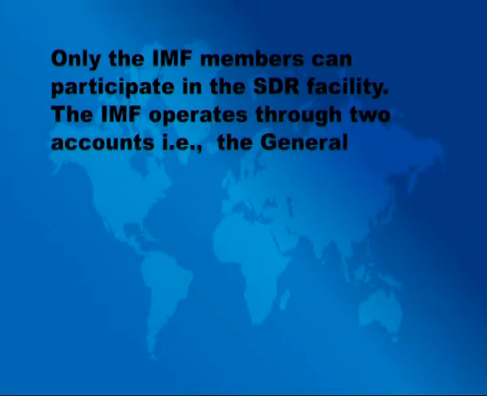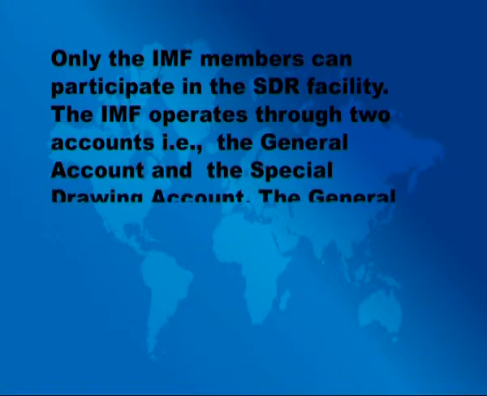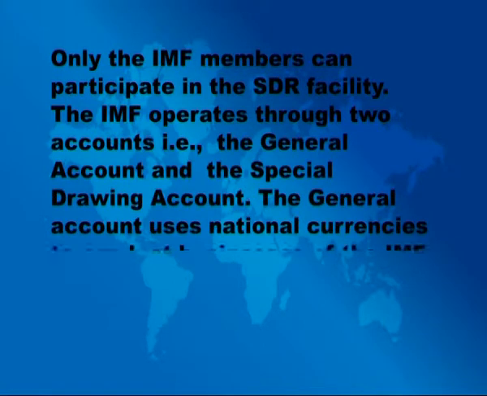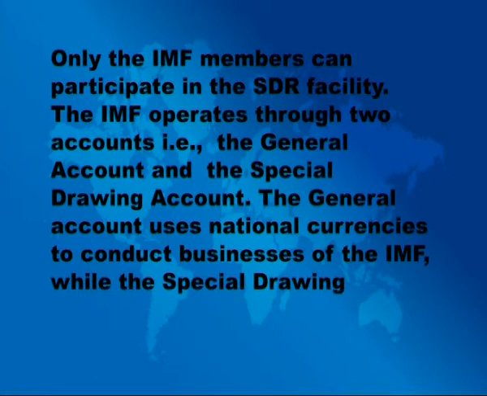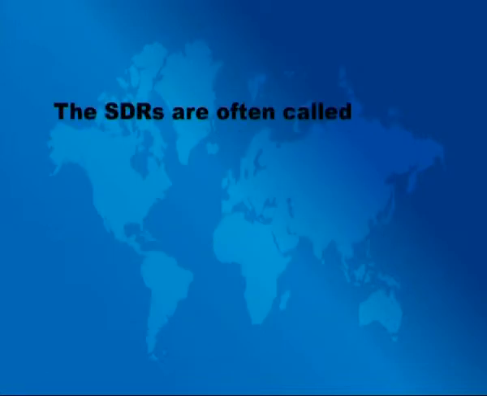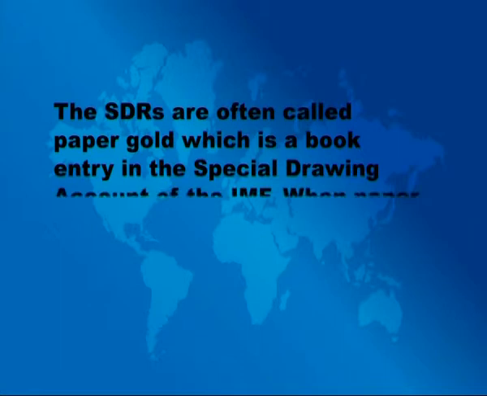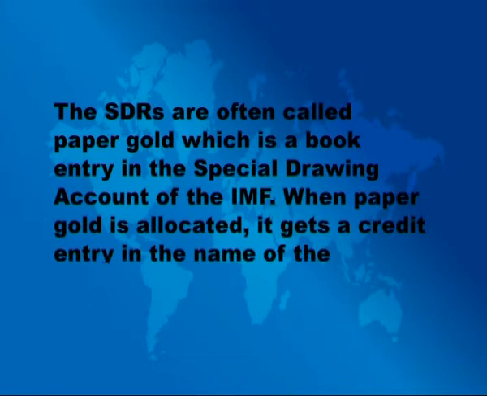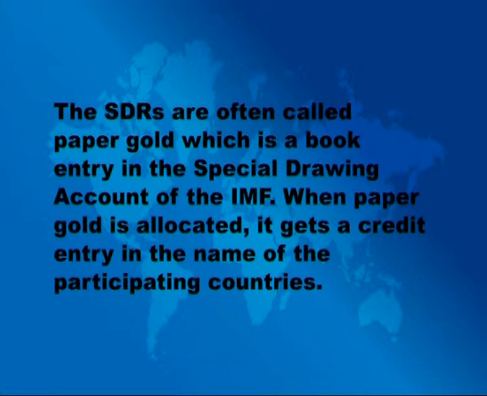The IMF operates through 2 accounts, that is the general account and the special drawing account. Now, the general account uses the national currencies to conduct businesses of the IMF, while the special drawing account is transacted by the SDRs. The SDRs are often called paper gold, which is a book entry in the special drawing account of the IMF. Now, when the paper gold is allocated, it gets a credit entry in the name of the participating country. The SDRs, once allocated to a member, are owned by it and are used to overcome the balance of payment deficits. We had been discussing IMF till now.